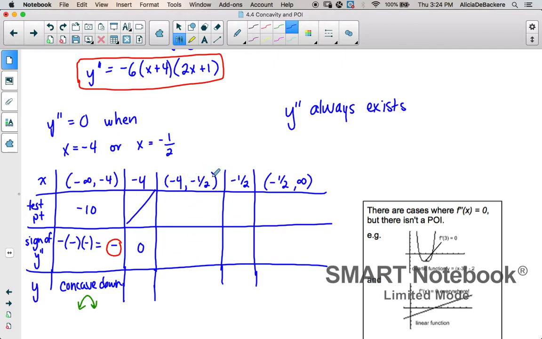So picking a number between -4 and -0.5, I'm going to pick -1, but you could pick -2 or -3. Again, plugging it in here is a -6 out front. And then in the first bracket, I'll get a positive. In the second bracket, I'm going to get -2 plus 1, which is a negative. And this comes out as a positive. And so this actually tells me a couple of things. It tells me that I do have a point of inflection because I switched sign. And I know now that I'm concave up since the second derivative is positive. And so I'm going to have that upwards U shape.